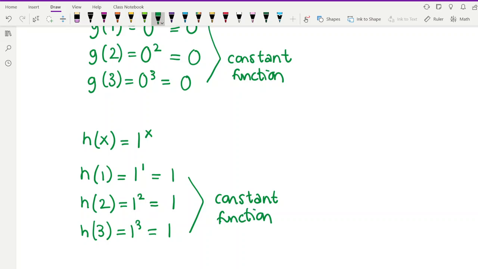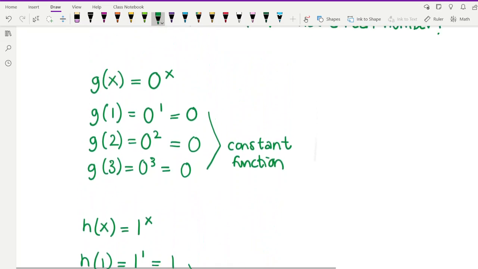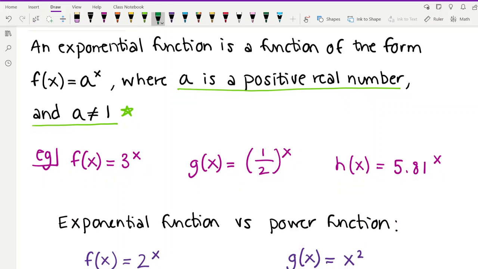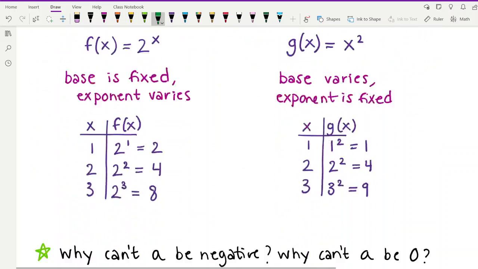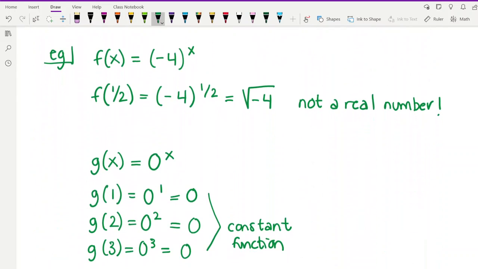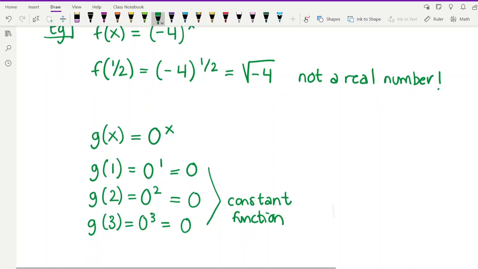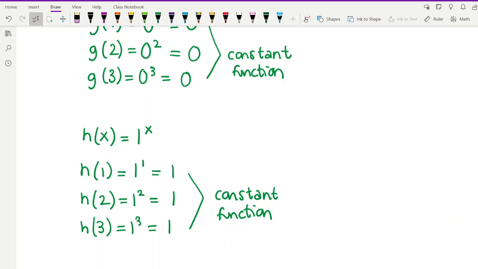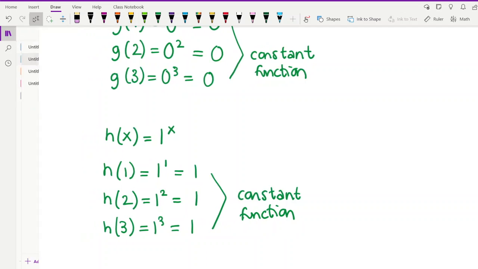So if this is confusing to you, I don't want you to worry about it too much. It's really just kind of like a technicality. But that's the reason that we're requiring a to be a positive real number and for it to not be equal to 1. It's because if you try to make an exponential function with a negative base, funny stuff happens. You get some outputs that are not real numbers. And then if you try to make your base 0 or 1, it's just really boring. It's just not an exponential function. It's a constant function.